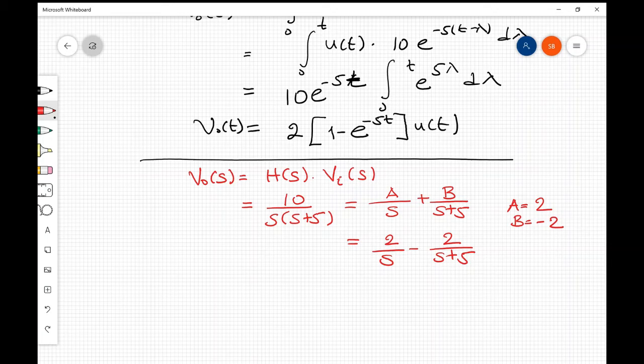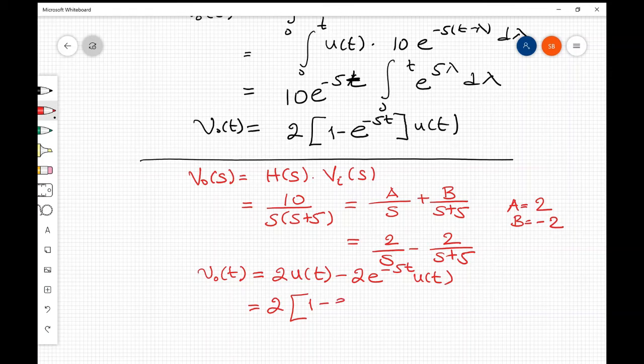In which case we can simply compute vo(t). 2 over s is the inverse Laplace transform of 2u(t), and that one is minus 2 e^(-5t), exponential function, u(t). So this can be simplified into 2 times (1 minus e^(-5t)) u(t). So rather than doing the integration as we have done it here, using the Laplace property of convolution gives us the result in a very short time. So that's what's called convolution.